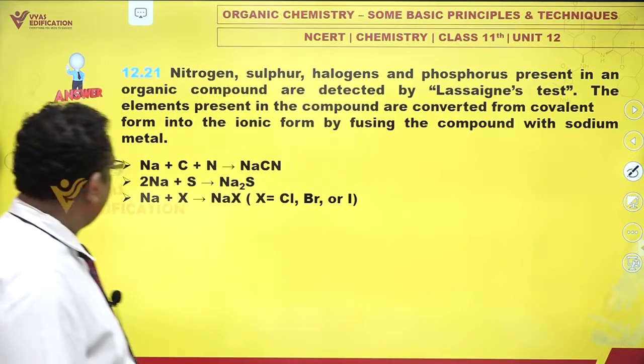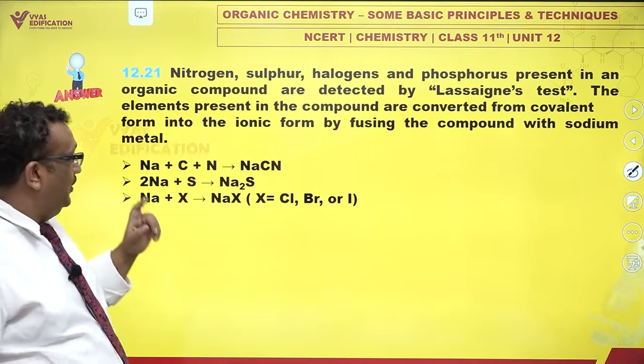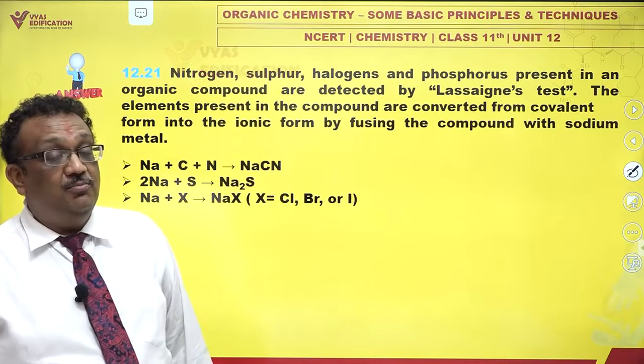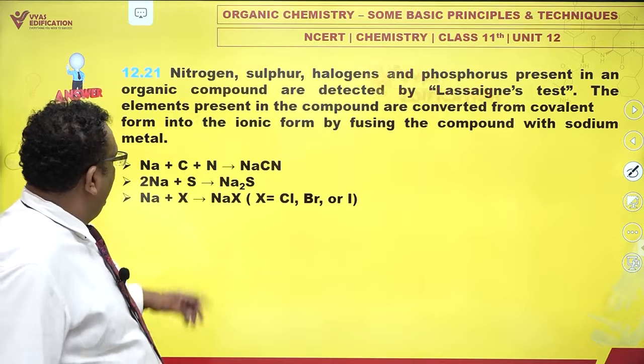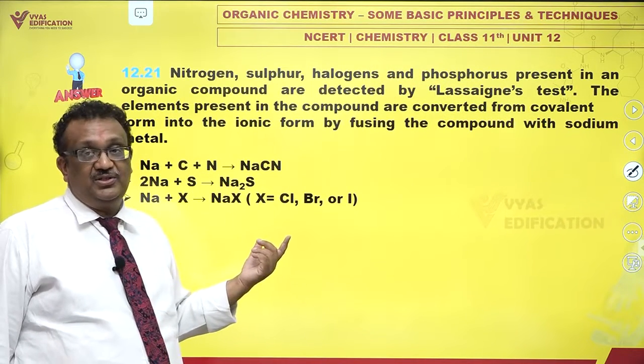Take a look. If you have nitrogen, and organic compounds obviously possess carbon, then carbon, nitrogen and metallic sodium all combine and you get the most poisonous and dangerous sodium cyanide. Oh my God. And if you have sulfur, it forms Na2S. If you have halogens, they form NaX.